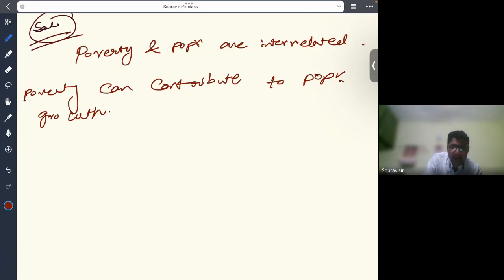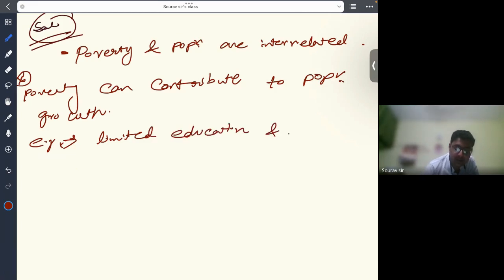Just take an example of poor families. I'm giving a column here. Example: limited education and healthcare, which will in turn increase the population growth, right?